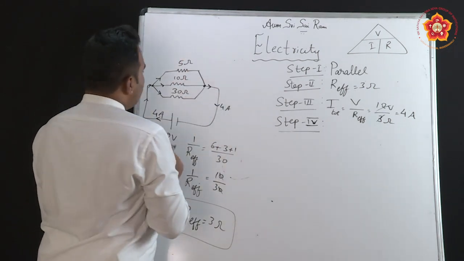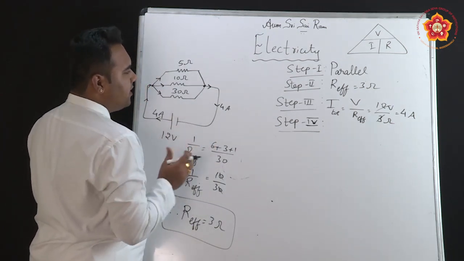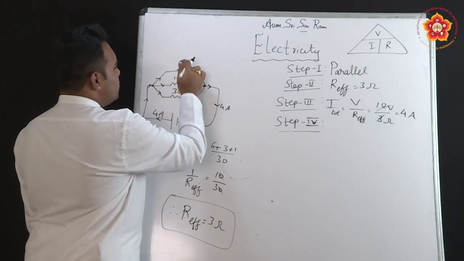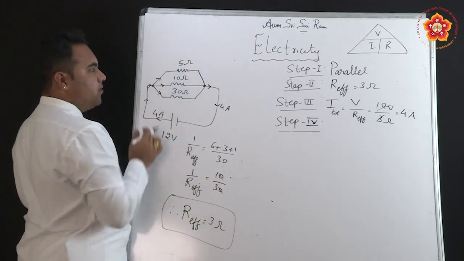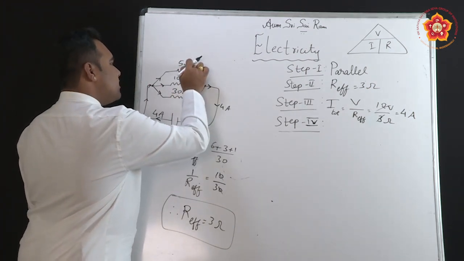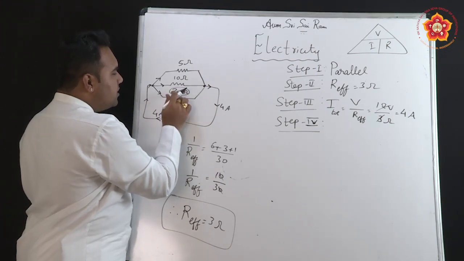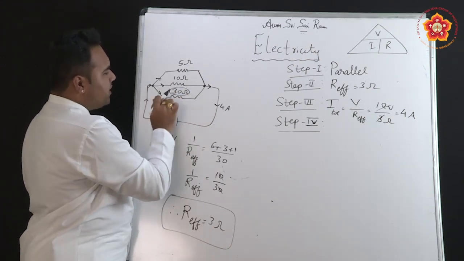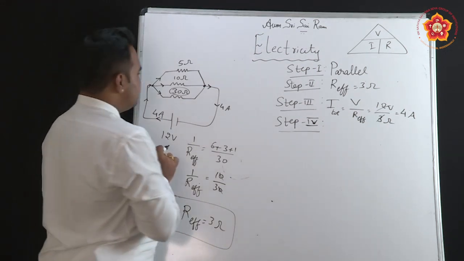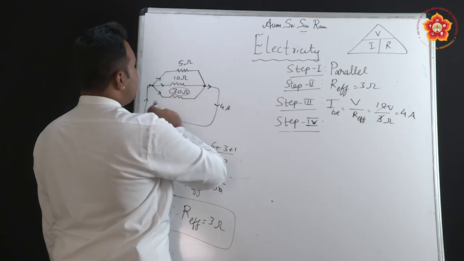Now, logically our calculations should tell that the current passing through the least resistance, the 5 ohm resistor, should be more, because the lesser the resistance, the more the current. And this is the maximum resistance that is given. So, the least amount of current should flow through R3 or 30 ohms. Let us calculate this. Step 4, individual currents we want to calculate.